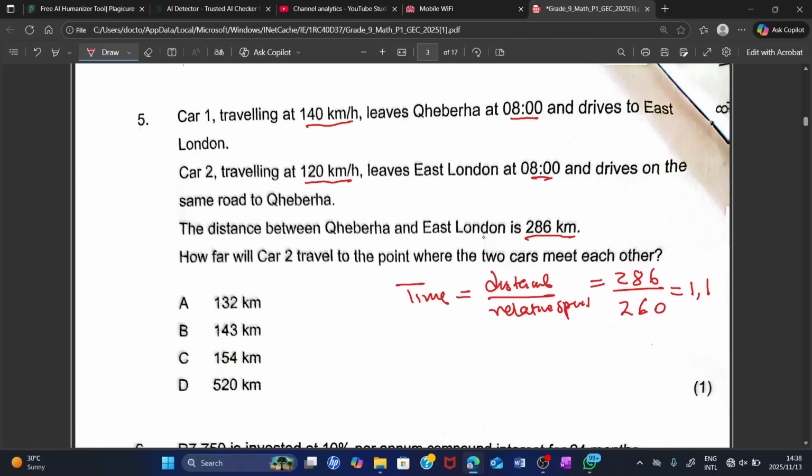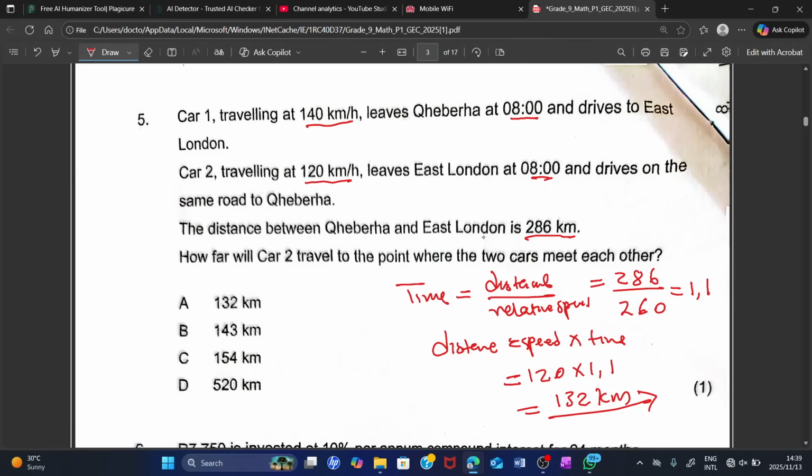Now let's calculate the distance car 2 travels. In this case, it becomes so easy. Remember the formula: distance is equal to speed multiplied by time. I'm talking about car 2. What is the speed of car 2? It's 120 times 1.1. Then you press your calculator. What are we going to get? It's 132 kilometers. So that is the answer for this one.